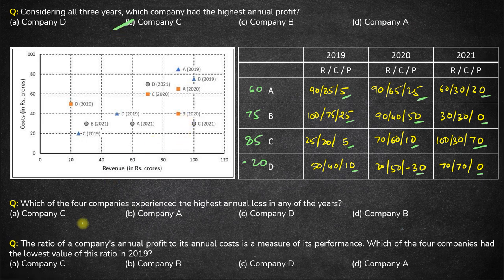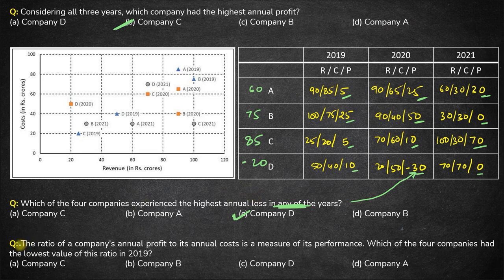Okay. Next question. Which of the four companies experienced the highest annual loss in any of the years? So in any of the years, we know highest annual loss is, there's only one loss actually. So that has to be the highest. So it's going to be company D, option C.